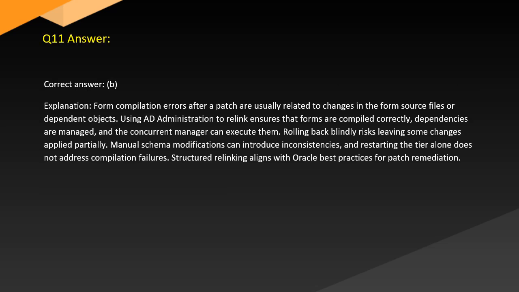Answer. Correct answer: B. Explanation. Form compilation errors after a patch are usually related to changes in the form source files or dependent objects. Using ad administration to relink ensures that forms are compiled correctly, dependencies are managed, and the concurrent manager can execute them. Rolling back blindly risks leaving some changes applied partially. Manual schema modifications can introduce inconsistencies, and restarting the application tier alone does not address compilation failures. Structured relinking aligns with Oracle best practices for patch remediation.